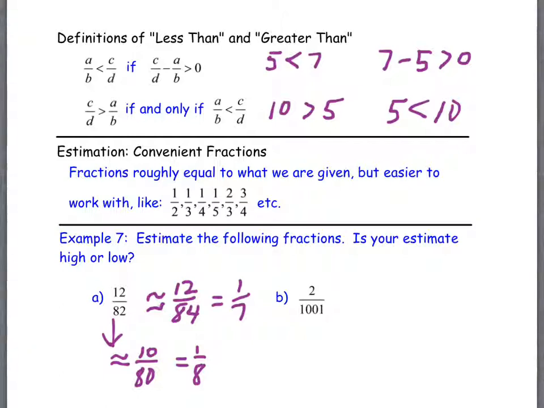Now, if we do the 1/7, it's really easy to decide if the fraction is bigger or smaller than it was before. If you take a look at 1 over 7 and compare it back to the 12 over 82, all that you suggested I do was to change the denominator. Well, when you make a denominator bigger, do you know what happens to the whole fraction? It gets smaller. So this is actually smaller, or it's a low estimate because it's smaller than it was before.